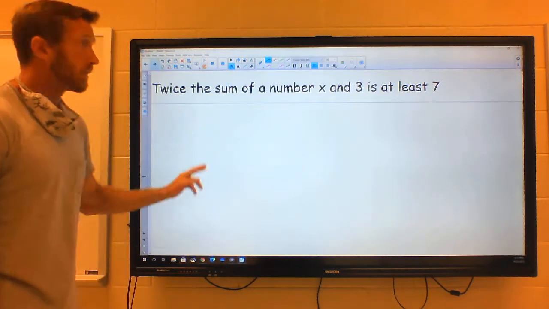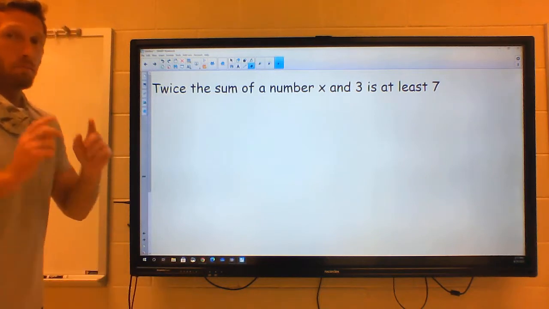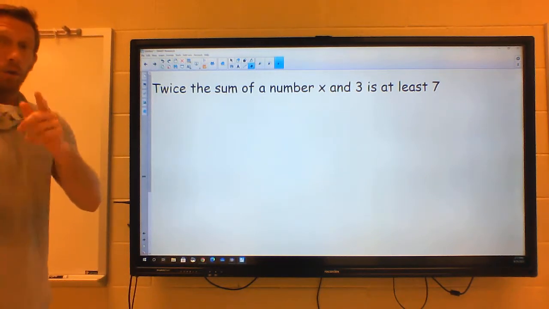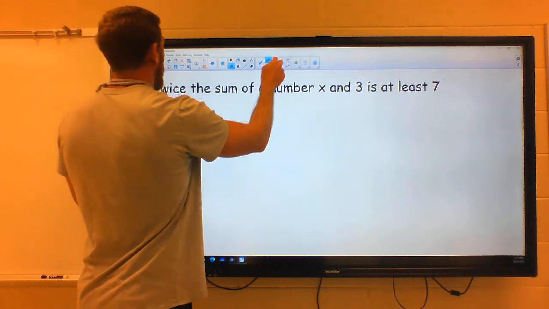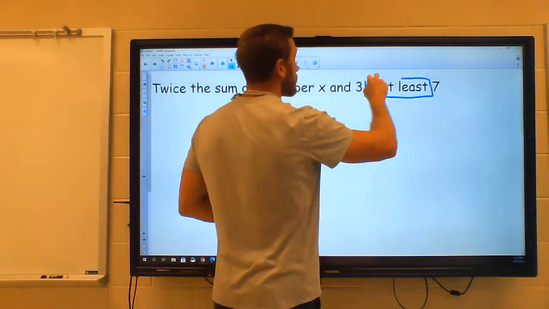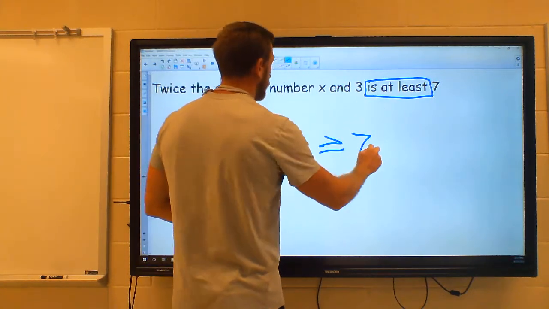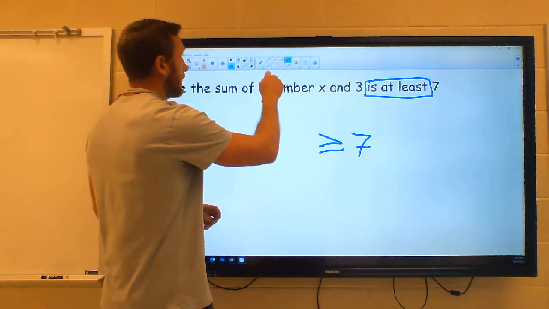Okay, practice problems. Go ahead and do this now. I'm going to have you guys work on this on Ed Puzzle. Boom, go. Okay, you're back. Let's see if we got this right. Is at least. That's what I'm looking for first. So greater than or equal to 7. That is the is at least.